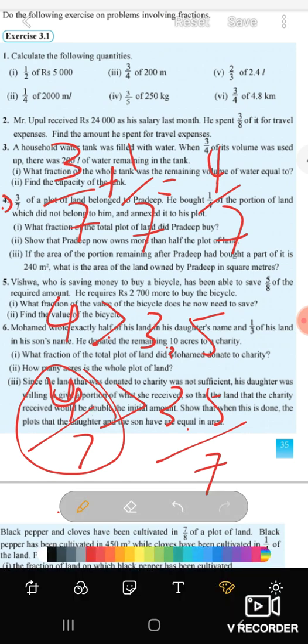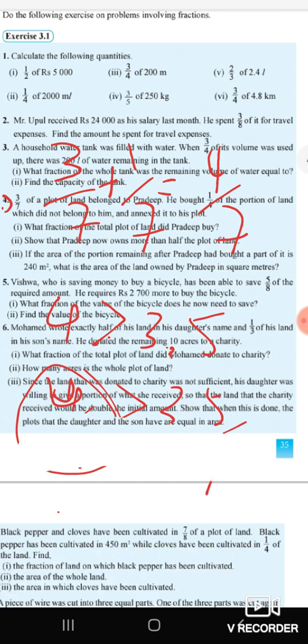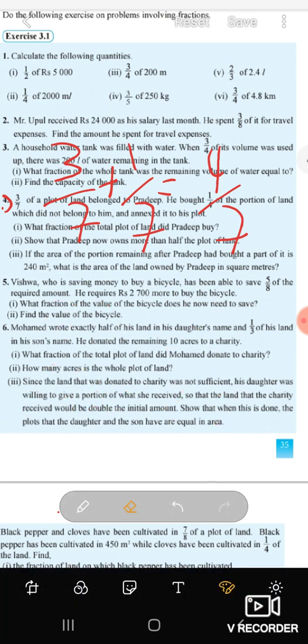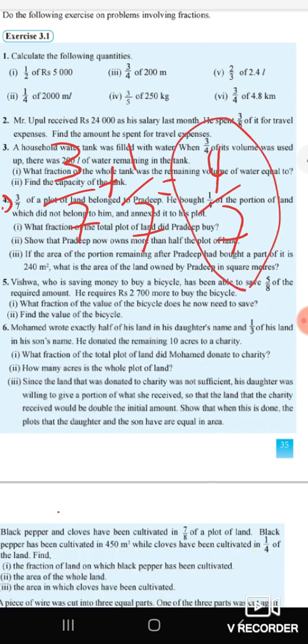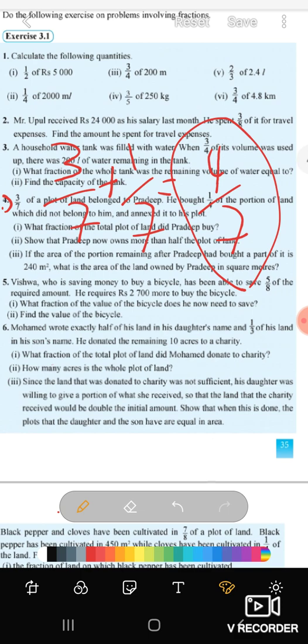Simple. You got that? Then, the area of the portion remaining after Pradeep had bought a part of it is 240 meters square. You showed he owns more than half of it now. Already he owned 3/7 and he bought 1/7, so now totally he owns 4/7. That means the remaining portion of land is what?